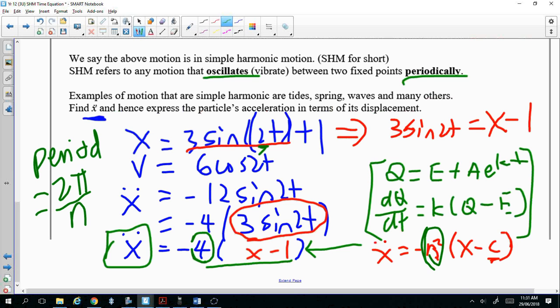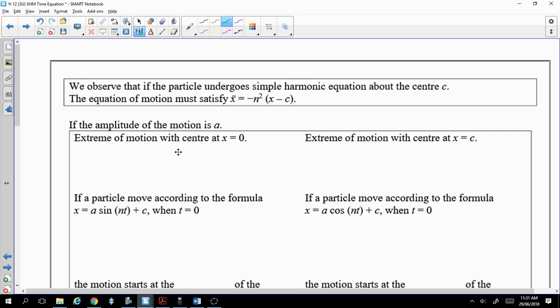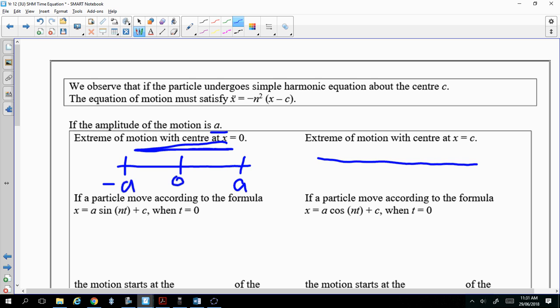Now we're going to look at this more broadly and generalize the formula for simple harmonic motion. If the amplitude of the motion is a, and the center of the motion is 0, then the extremes will be a and negative a. These are the extremes; the particle will move between these 2 points. On the other hand, if the center of motion is c, then the extremes will be c plus a and c minus a.